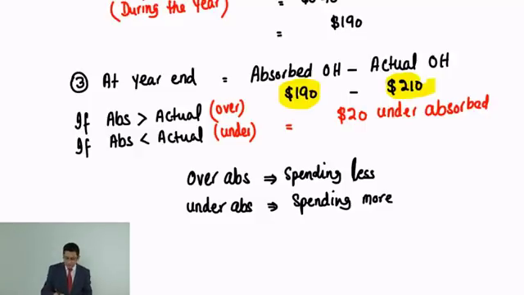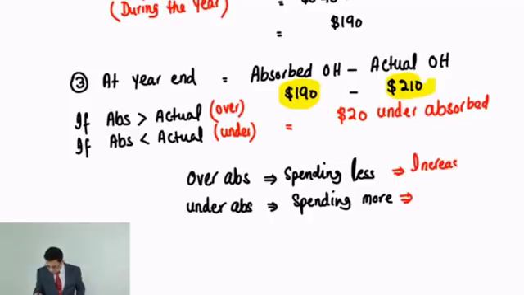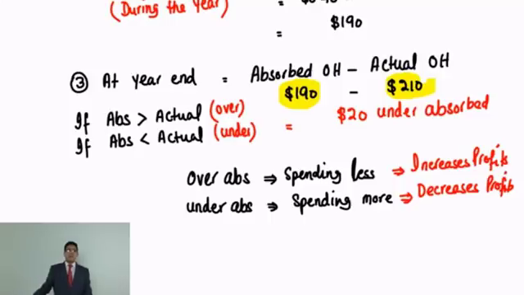Okay, and we can actually take them to the impacts on the profits as well. If we spend less, it increases profit. And if we spend more, that decreases the profit in the traditional sense. Okay, when we overspend, it reduces our money, it reduces our profit.